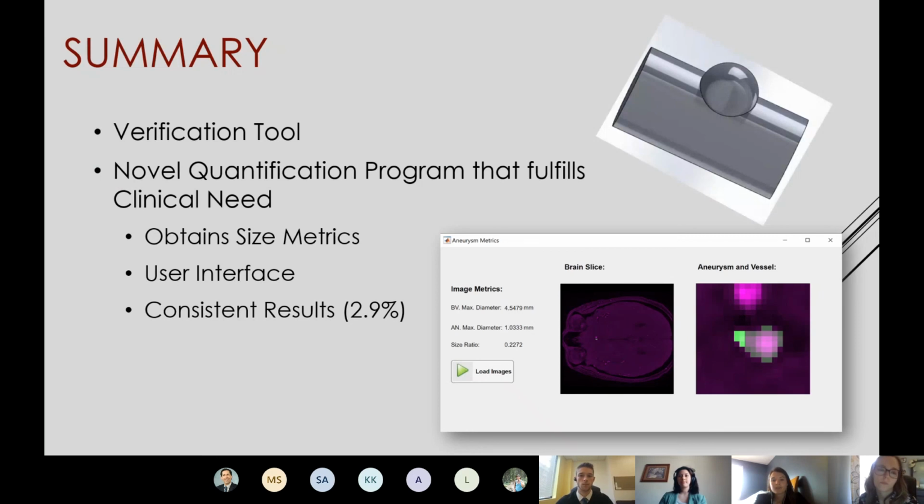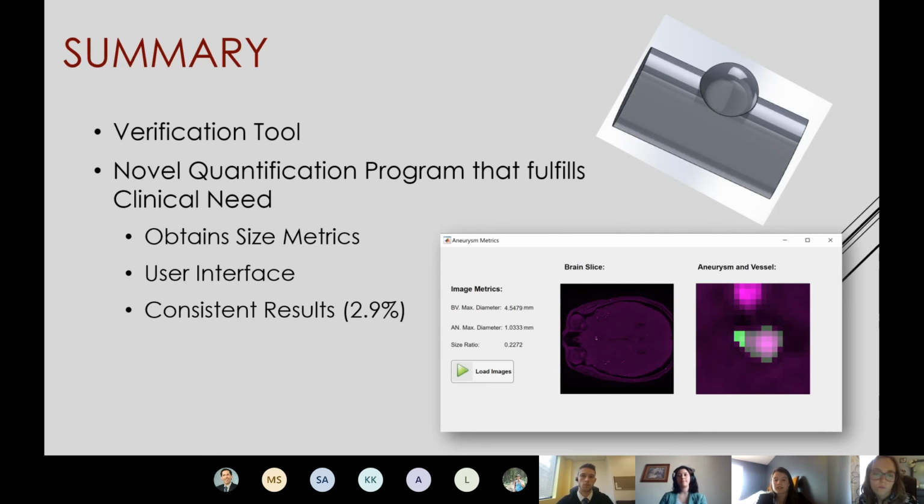Through our verification, we created multiple phantoms to run through our code to test the accuracy of our program. Along with allowing us to determine the accuracy of our project, these phantoms could be used as a verification tool for other research projects. Overall, we fulfilled the clinical need by creating a novel program that quickly obtains size metrics of an intracranial aneurysm that are useful to physicians and outputs those metrics to a user interface for easy viewing.